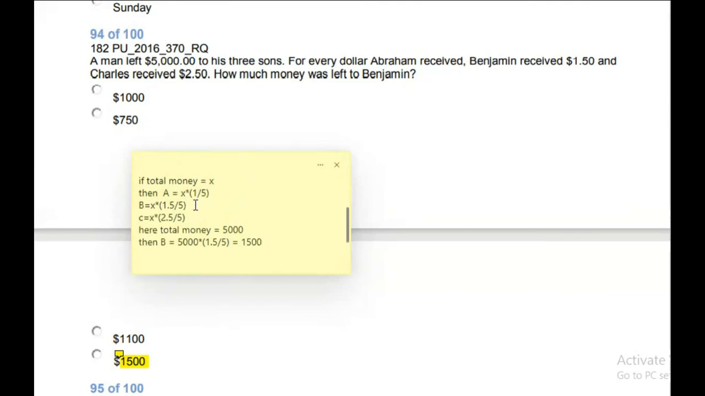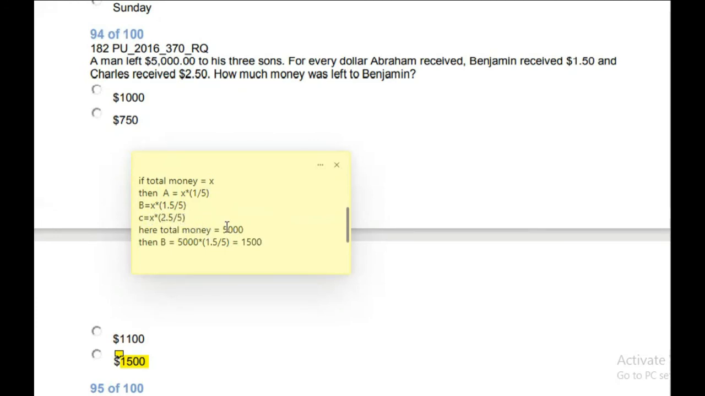The money going to A is X into 1 by 5. The money going to B is X into 1.5 by 5. The money going to C is equal to... The money going to Abraham, that is A, is X into 1 by 5. The money going to Benjamin, that is B, is equal to X into 1.5 by 5. The money going to Charles, that is C, is equal to X into 2.5 by 5.